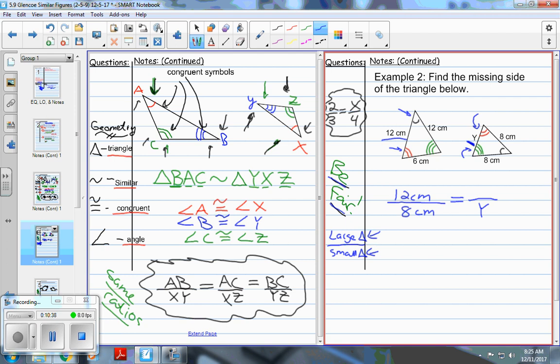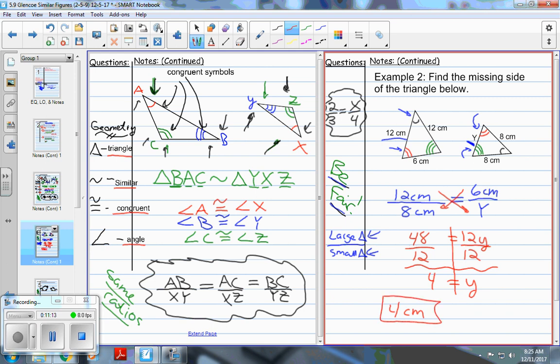Yeah, it's 6 centimeters, so we put that on the top. And now we're going to use our cross products to solve the problem. 6 times 8 is 48 equals 12y. We're going to divide by that 12 to get the 12 to leave the y alone. And y equals 4. So the missing side on that triangle is 4 centimeters long. That's what we're able to use because these are similar figures.